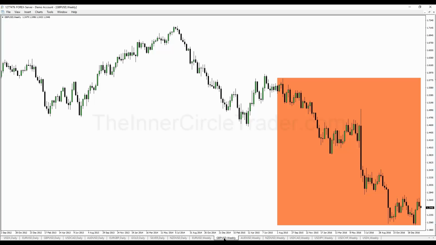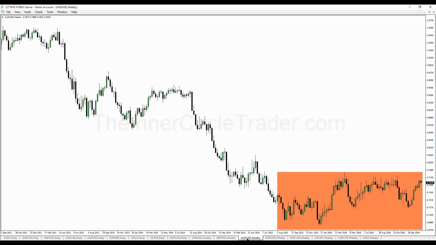These are all homework assignments for you to go in and look at what price has done relative to these ideas. For the Aussie dollar, this is another pair that is not favorable for high probability swings. It doesn't mean you can't take short-term trades. It just means that it's not highly favorable for swing trades.